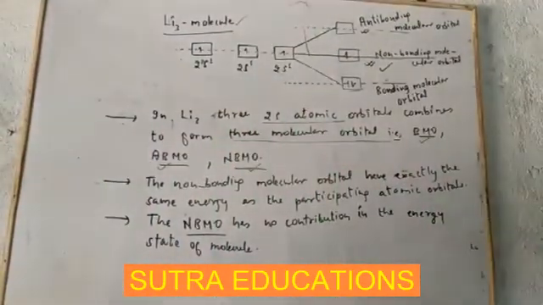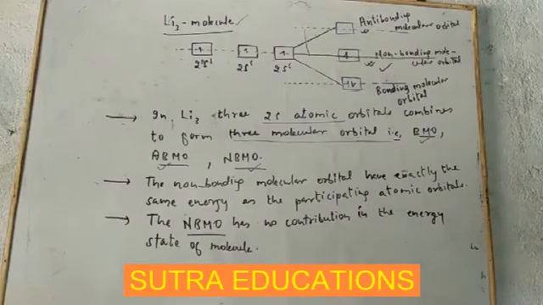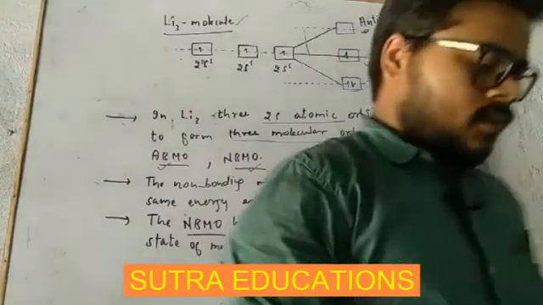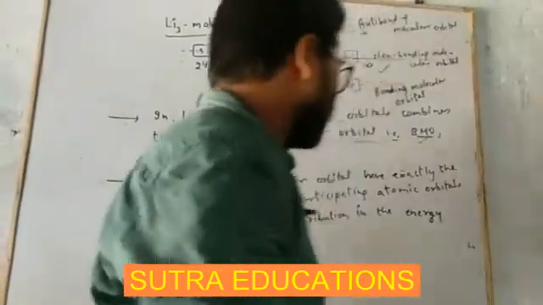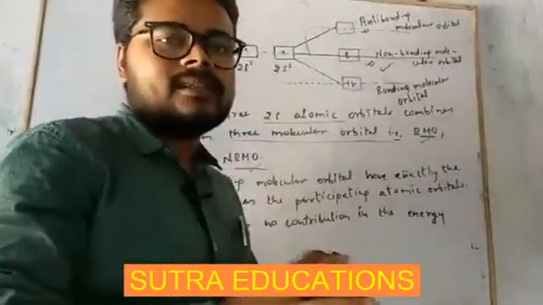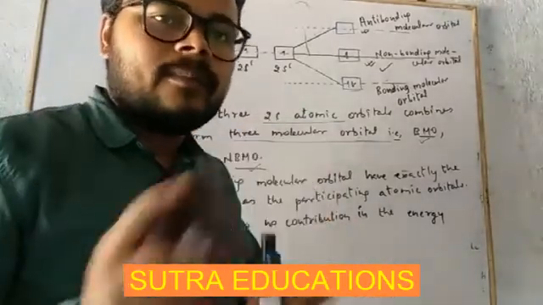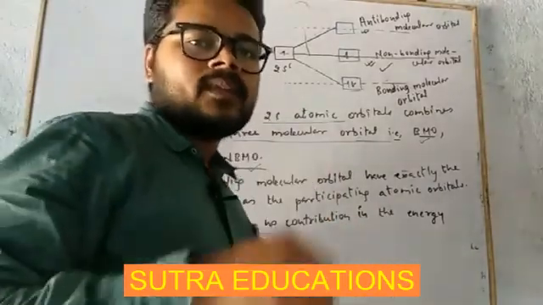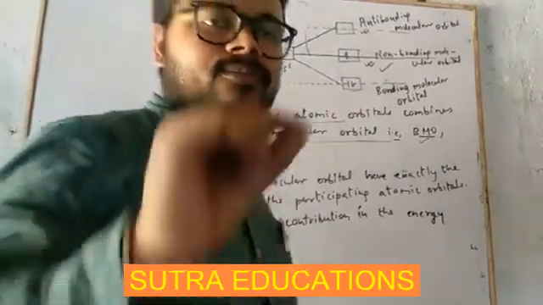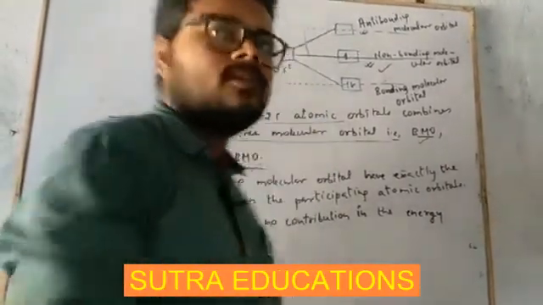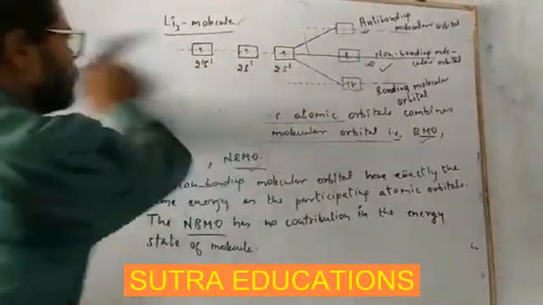Okay, so this is an example of the Li3 molecule. Now come to the Li4 molecule. If 4 atomic orbitals of lithium will be combining, then according to molecular orbital theory, 4 molecular orbitals will be formed.